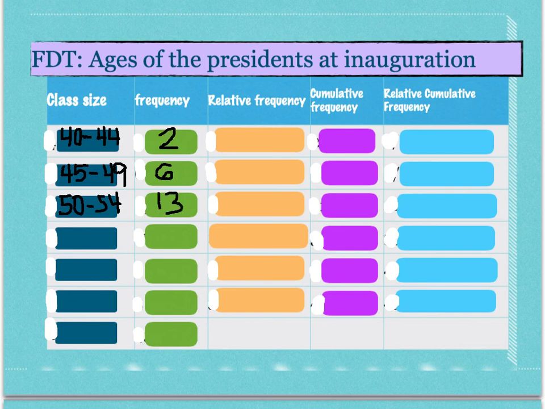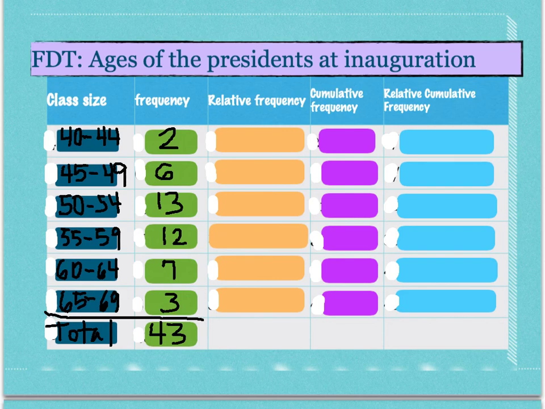The next class is 55 to 59. Within that class there are 12 presidents. Following that we have a class of 60 to 64, and that is 7 presidents. The final class is 65 to 69, and we have 3 presidents in that class, giving us a total. When you add all these up, you should get the total number of data you have, and that's 43.